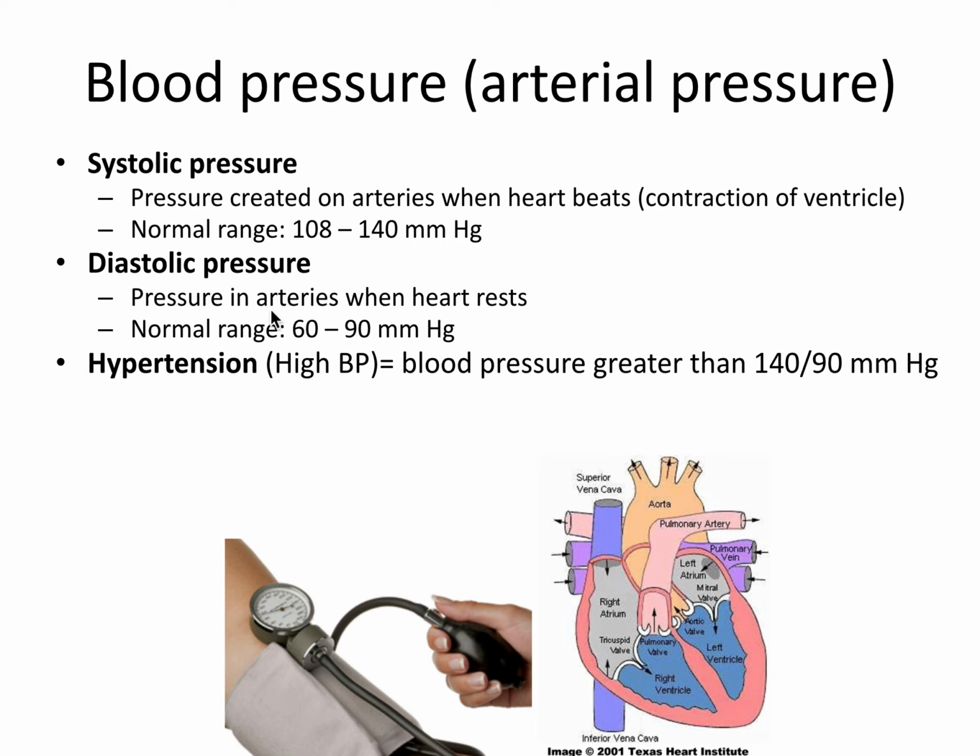And diastolic pressure is when it's at rest, right? So it's the pressure in the arteries when the heart rests. Systolic would be the contraction of your heartbeat, diastolic would be when it releases. The normal range when it relaxes is between 60 and 90. So the top number is your systolic pressure and the bottom number is your diastolic pressure. When someone has high blood pressure, hypertension, it's usually when they are greater than 140 over 90, because you're out of the normal range for your systolic and diastolic pressure.